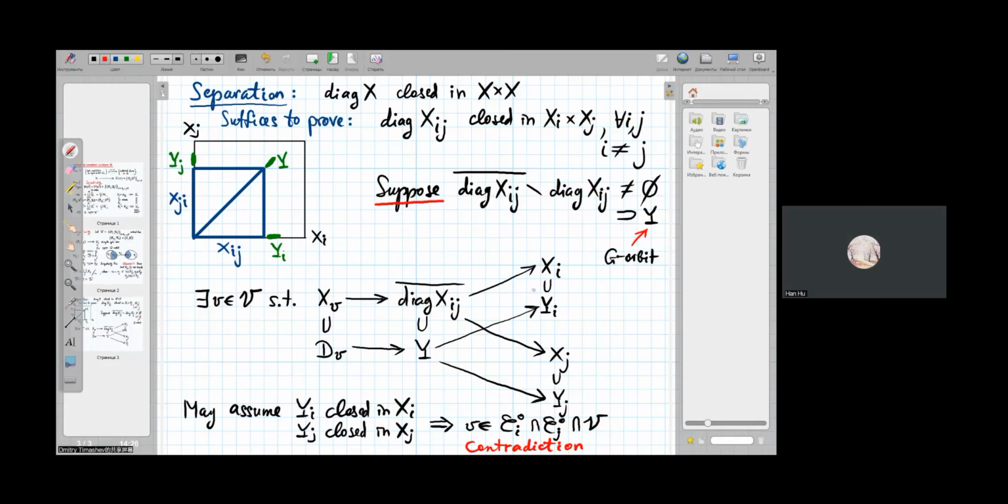So this contradiction proves that actually the diagonal is closed in each of these cross products, and therefore it is closed in X cross X, and finally we get that X is separated. So this ends the proof of the theorem. Okay. Any questions?